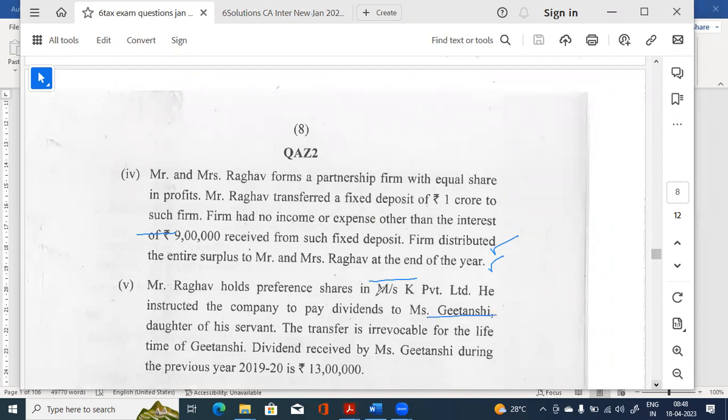See, Hitangshi. He was holding preference shares, but he directed the dividend to go only to Hitangshi, the daughter of his servant. Though it is an irrevocable transfer, it is received by Hitangshi on behalf of Raghav. So the clubbing provision of section 60 will come, because he has not transferred the preference shares, he's still holding them. Only the income is being transferred without transfer of the asset. Therefore, clubbing provision will come, and it will be taxed in the hands of Mr. Raghav.